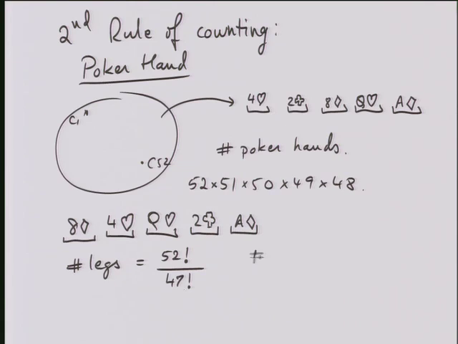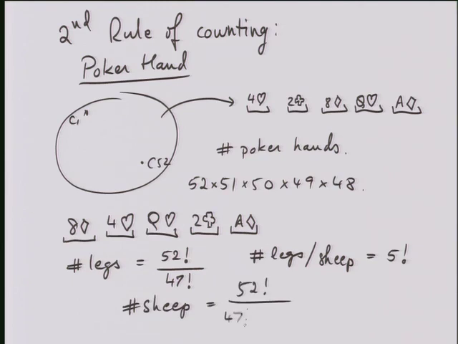The number of legs per sheep is what? It's 5 factorial, right? Once you know the set of cards and you want to reorder them, how many ways are there of reordering them? Exactly 5 factorial. So then you say, well, the number of sheep is exactly 52 factorial divided by 47 factorial times 5 factorial.